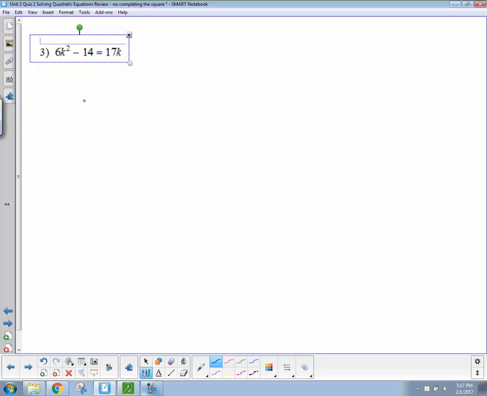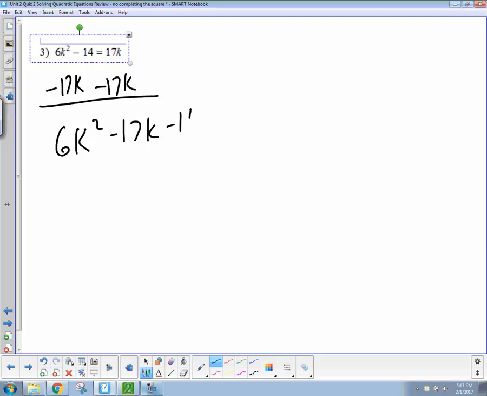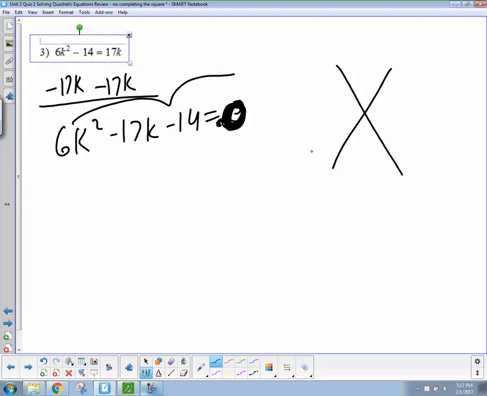All right, here I go. I'm going to subtract 17k from both sides. And I get 6k squared minus 17k minus 14 equals 0. Anyway, I can't factor anything out, so 6 times negative 14. I'm using my calculator. I get negative 84. That goes on top. And then negative 17 on the bottom.